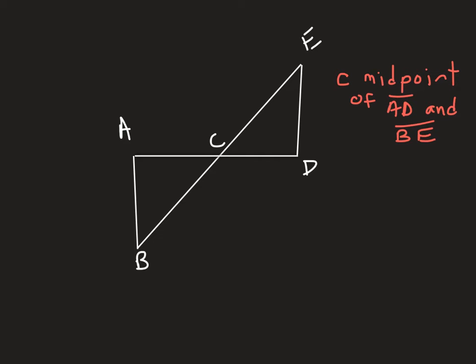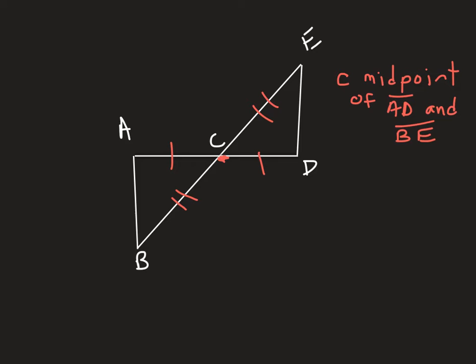Well, if it's the midpoint, then I know that on this length A to D, AC is going to be the same or congruent to CD. And so I'm going to mark that as congruent because I know this point C is exactly in the middle of that line segment. We also know the same thing is true for the line segment BE, that C is exactly in the middle. So I can mark this length congruent. BC is going to be congruent to CE.